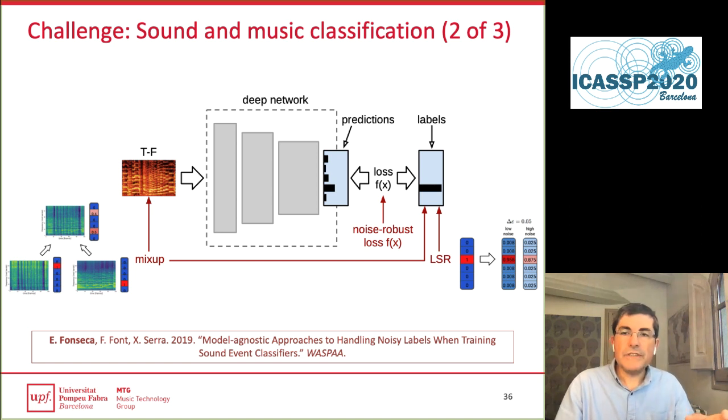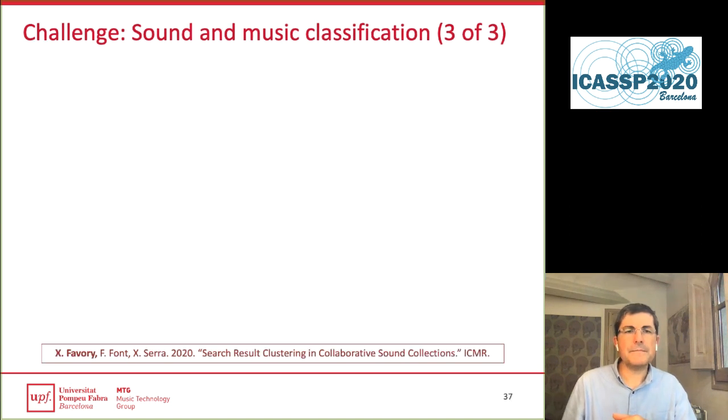And so he uses methods based on label smoothing regularization, on mixup, and on noise-robust loss functions in order to clean the predictions and to obtain cleaner labels within the context of this database, in the case of a corpus like Freesound, so that we can have much cleaner labels.